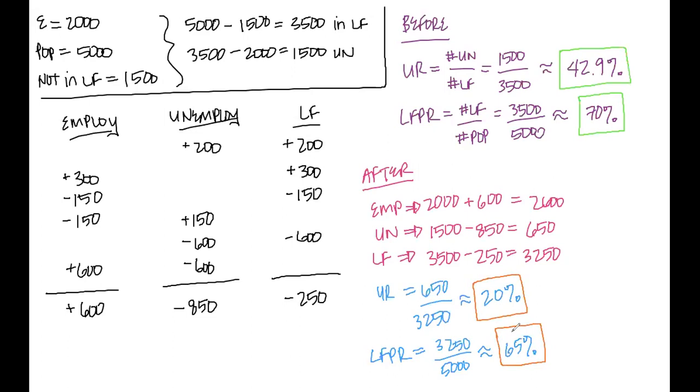So this is all that was needed for number one. I think the most important part was finding the unknown information at the beginning and then using this table I created to organize how the flows worked out. And then we can just use the equations we've learned already to calculate the before and after unemployment rates and labor force participation rates. So that is all of number one, and moving on to number two.